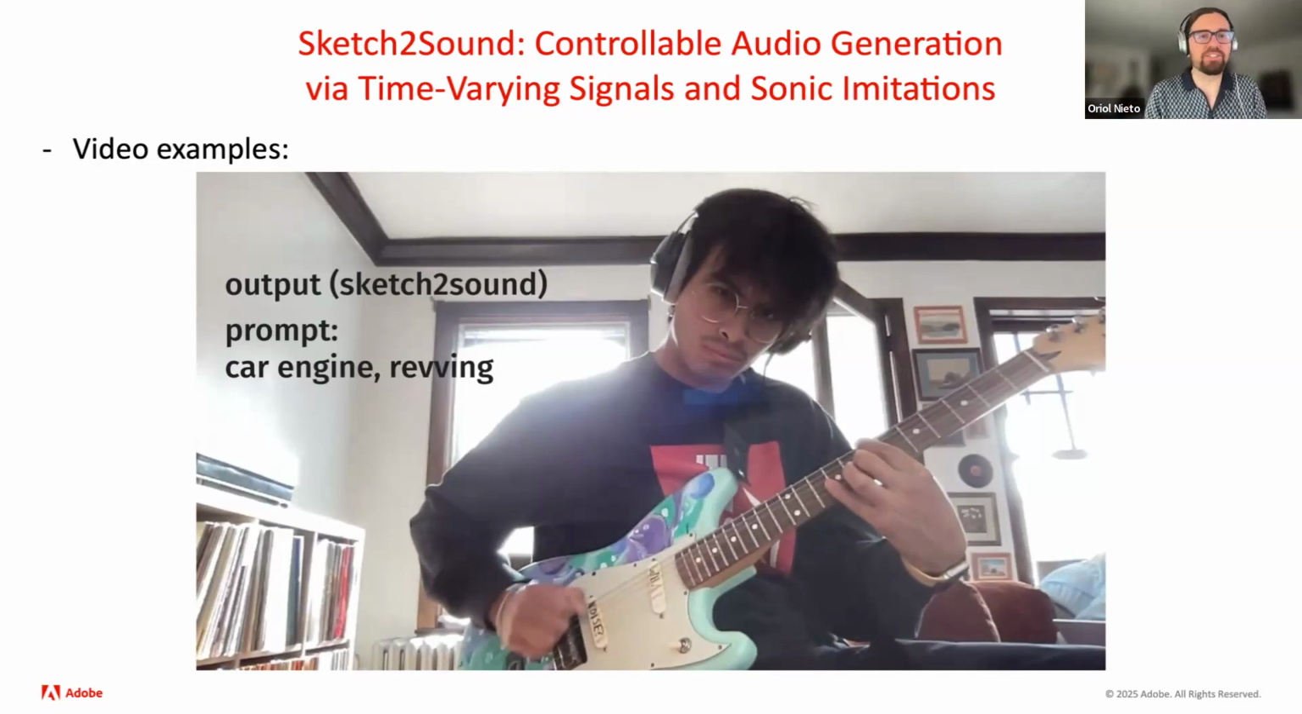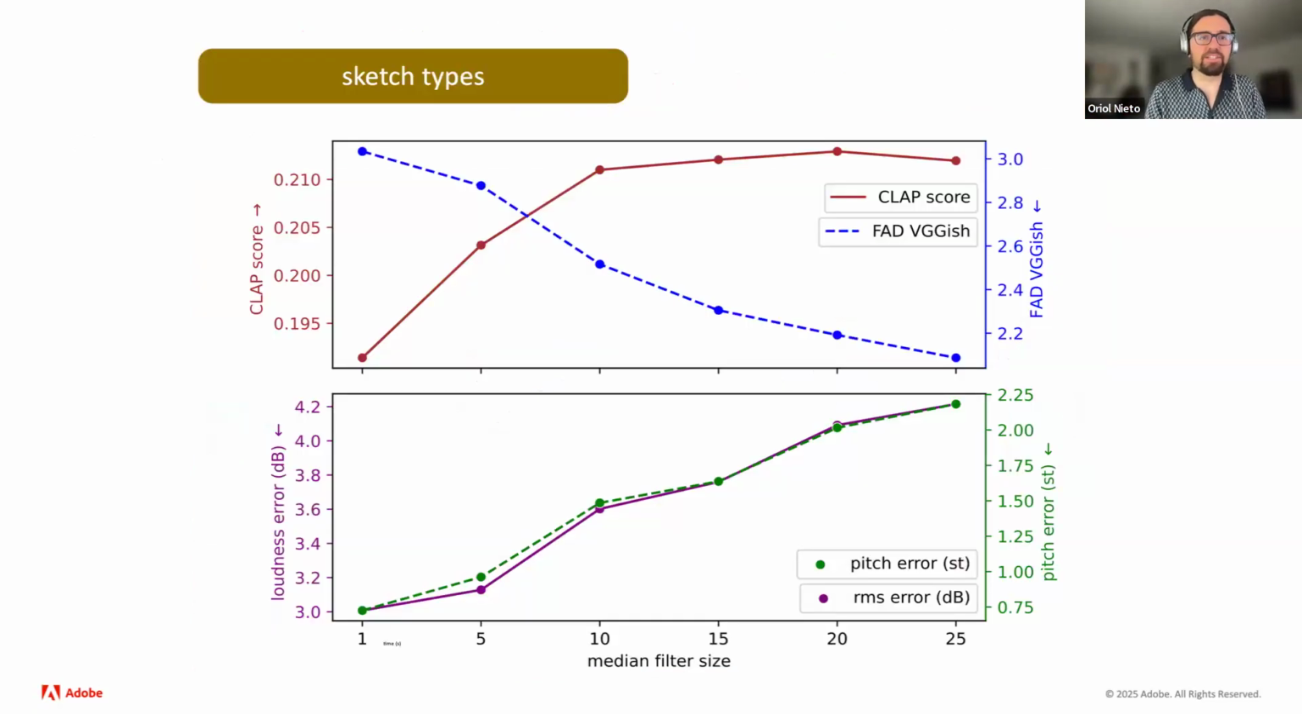Okay, just some insights about sketch to sound. As I said, we add a median filter, and what we did is just see what happens with different median filter sizes. And these are some of the metrics that we analyze. We analyze the CLAP score, we analyze the Frechet audio distance, and we compared some of the audio characteristics differences. So we have the pitch error and the loudness, the RMS error.